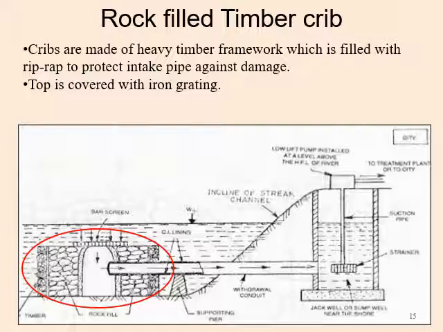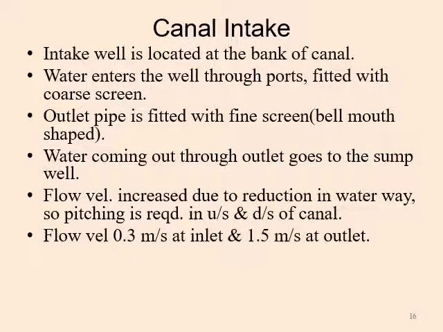So cribs are made. Cribs means supporting structures are made with heavy timber framework which is filled with riprap, filled with rock in a riprap or zigzag way to protect the intake pipe or withdrawal conduit against damage. And the top of the structure is covered with bar screen or with iron grating, and all other features are the same. Protected with stone pitching, stone protection.